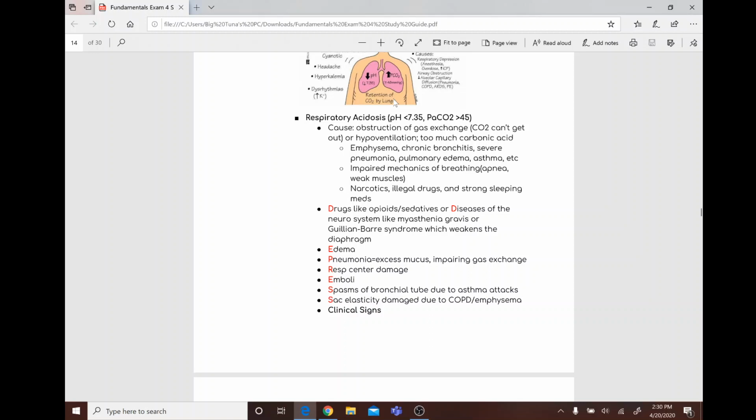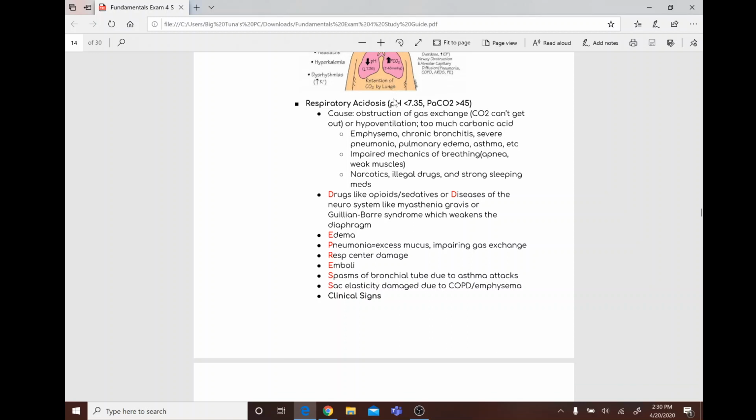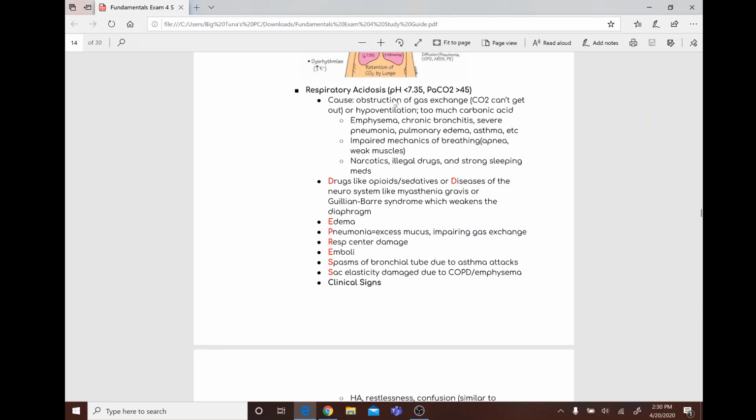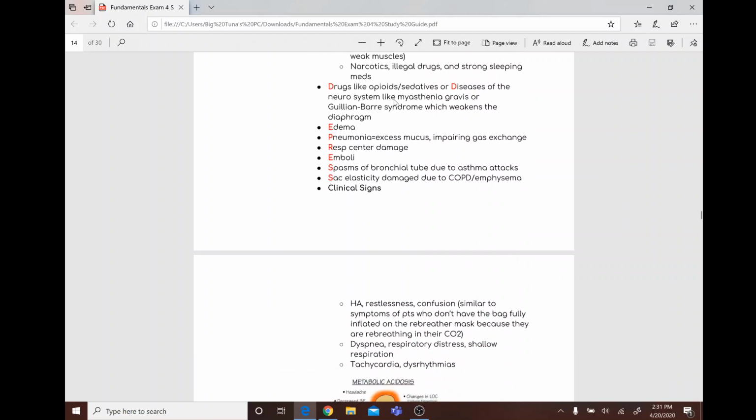What causes respiratory acidosis? Obstruction of gas exchange or hypoventilation, so too much carbonic acid, like emphysema, chronic bronchitis, severe pneumonia, pulmonary edema, asthma, apnea, narcotics, illegal drugs, and sleeping meds.